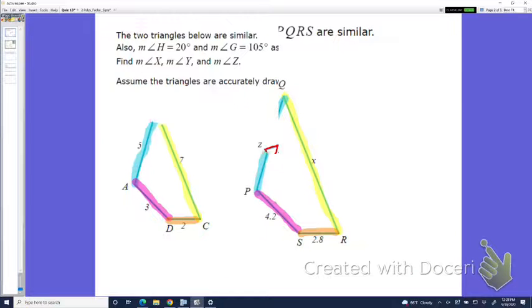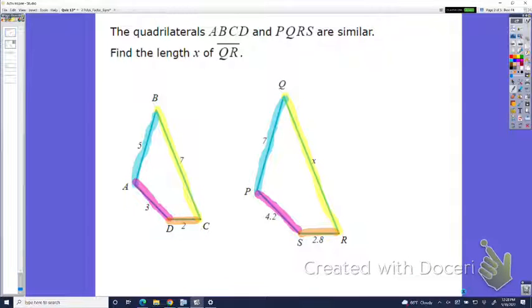Question 2 is going to give you 2 polygons that are similar, so corresponding side lengths are similar. So I color coded these. So side length BC, that's 7 in yellow, is the same as side length QR, which is labeled as X. And similarly, the 5 and the 7 are corresponding side lengths. Same with the pink sides I highlighted, 3 and 4.2, and the bottom 2 and 2.8. Those are all corresponding sides.